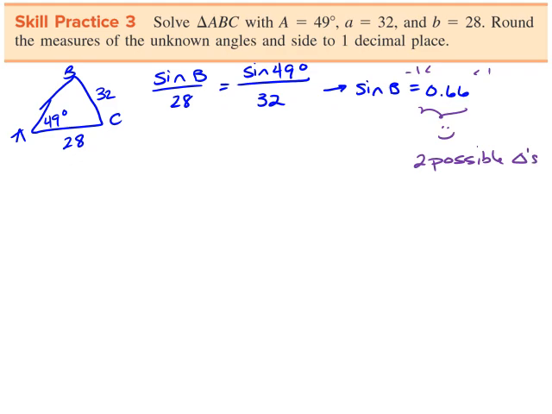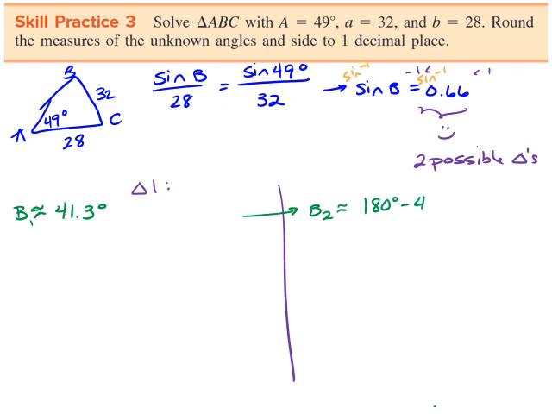So let's see what we can find. Triangle 1 is found by taking sine inverse here. When I do that, I will get the acute angle for angle B. This is approximately 41.3 degrees. I'm going to jump over here right away to find the obtuse angle here. So I'm going to use angle B1 as a reference angle to find the obtuse angle. And I get 138.67 degrees.